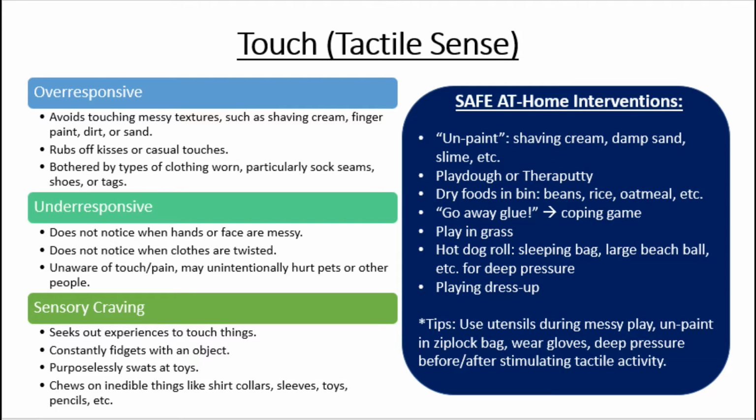Play-Doh, everybody knows what Play-Doh is, but Theraputty is similar to Play-Doh, but it can come in different weights. So depending on what you want to get out of an activity, you can use different types of Theraputties. You can also use dry foods in a bin, like beans, rice, oatmeal, etc. That can provide a nice and clean way to get different tactile stimulus.